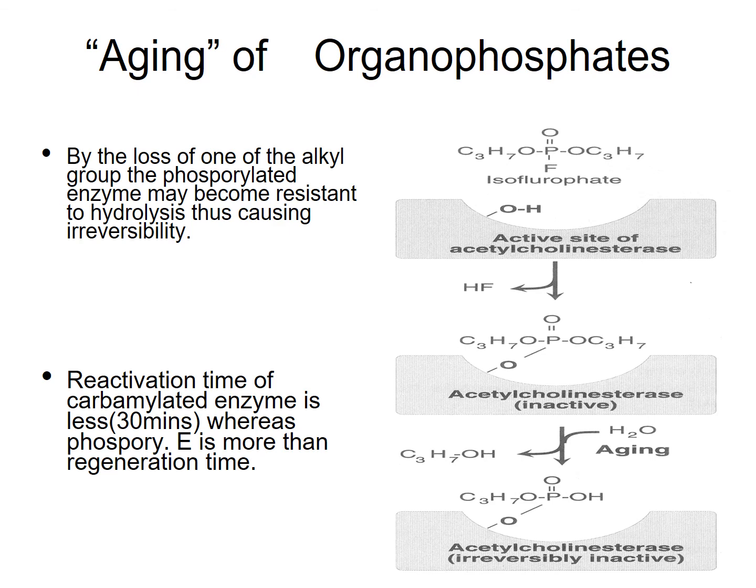And in case of carbamates, the reactivation of the carbamylated enzyme is in less than 30 minutes, which is less than the regeneration time. So there occurs reversible inhibition of cholinesterase. But in case of the phosphorylated enzyme, the inhibition of cholinesterase is irreversible, as the regeneration or reactivation of the enzyme does not take place. So always keep in mind the aging should not happen and the treatment should be started as early as possible.